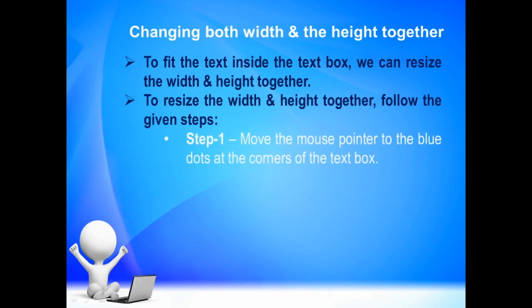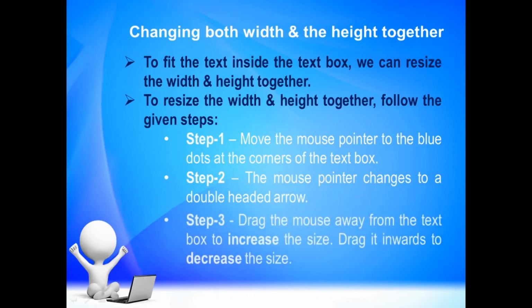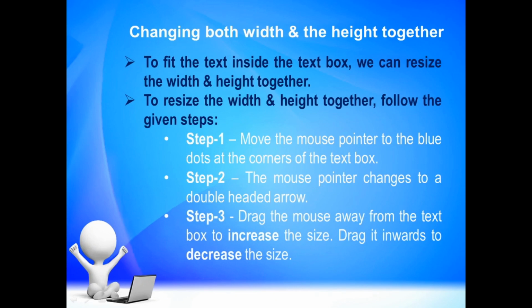Step 1. Move the mouse pointer to the blue dots at the corner of the text box. Step 2. The mouse pointer changes to a double-headed arrow. In step 3, drag the mouse away from the text box to increase the size. You can drag it inwards to decrease the size of the text box. Let's do it practically.